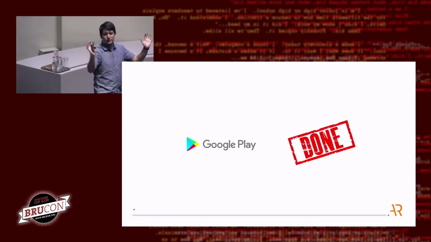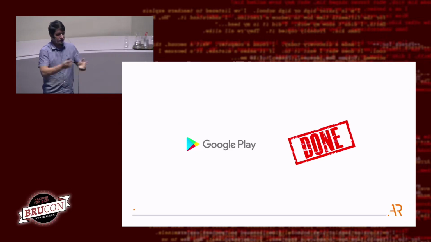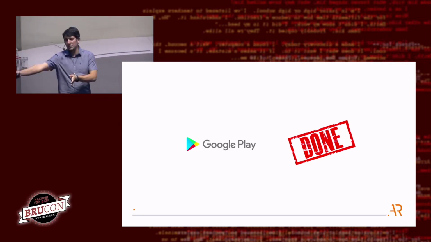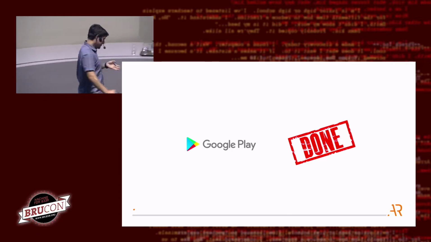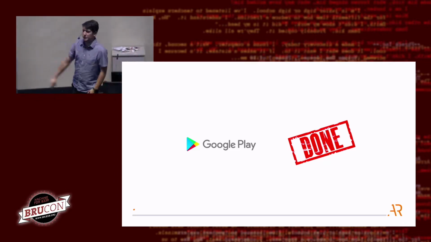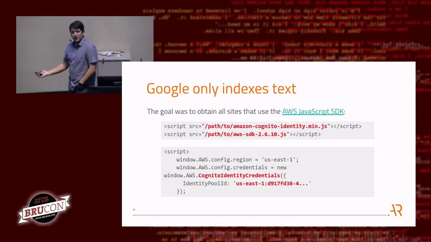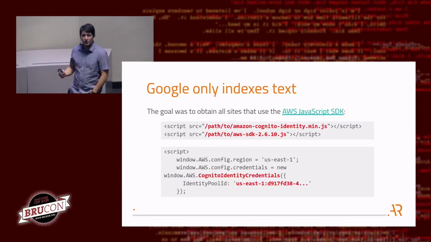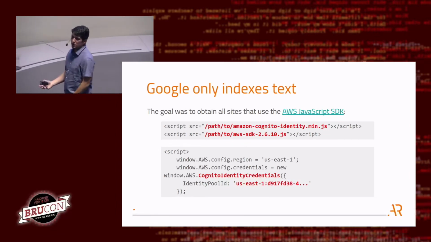I got a lot of APKs. For those APKs, I unzipped them, decompiled them, and grepped in order to extract the identity pool IDs. Okay? From there, I got a long list of identity pool IDs. Then I wanted to extract identity pool IDs from the web, from web applications that use Cognito.